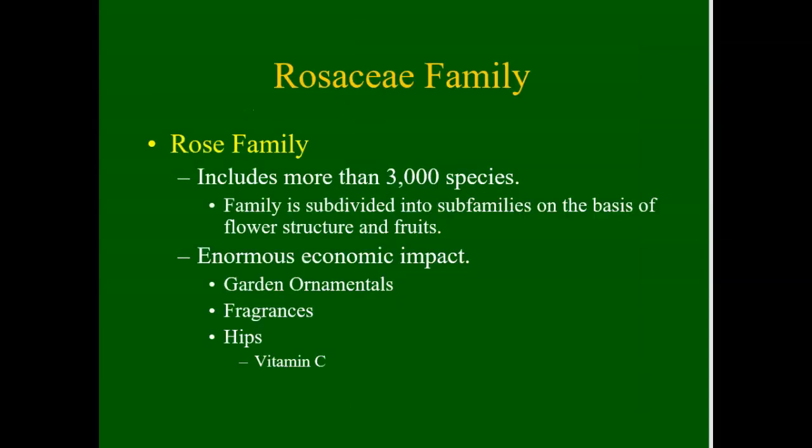Another commonly eaten plant group is the Rosaceae family or the rose family. There are about 3,000 species in this group. And lots of times within this group, the rose family is divided up based on sort of the flower structure and the fruit type. This group has a lot of economic impact. Besides just pretty roses to look at, a lot of our favorite fruits come from this group as well.